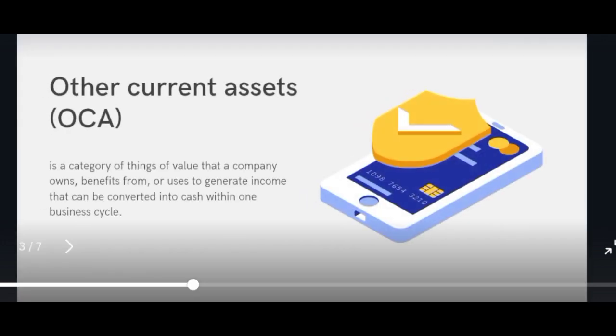Next is the other current assets or OCA. It is a category of things of value that a company owns, benefits from, or uses to generate income that can be converted into cash within one business cycle. So, alam naman po natin lahat kung anong sabihin ng assets. So, yun po yung mga ari-arian ng ating company. It may be a vehicle, shares, buildings, facilities, and such.